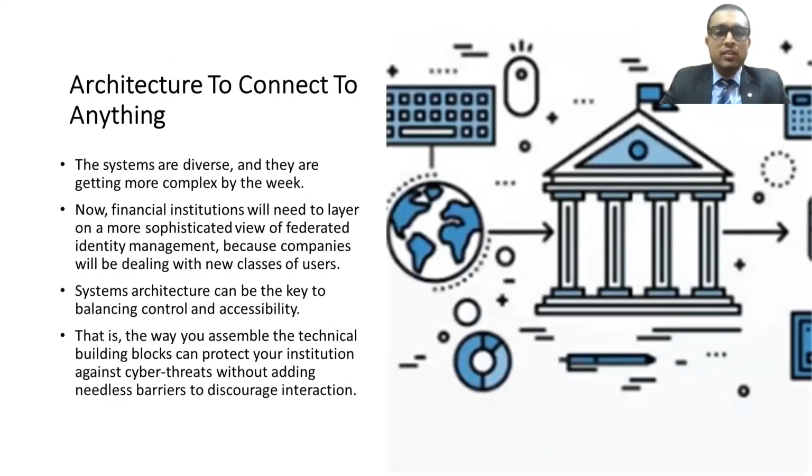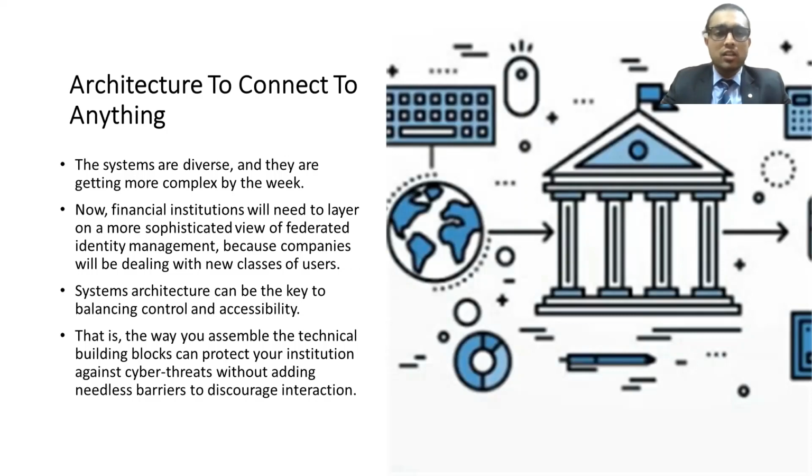The second way to tackle these challenges is architecture to connect to anything. The systems are diverse and they are getting more complex with every passing second. Now, financial institutions will need to layer on a more sophisticated view of federated identity management because companies will be dealing with a new set of users.